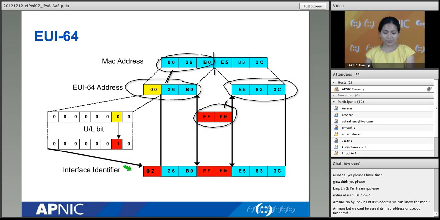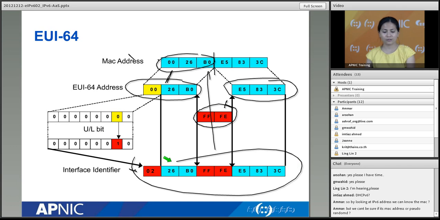So just based on this diagram, try and find out whether your interface ID here is based on it, so reverse engineer it to get your MAC address or something like that. Okay, so your actual interface ID is this whole thing.